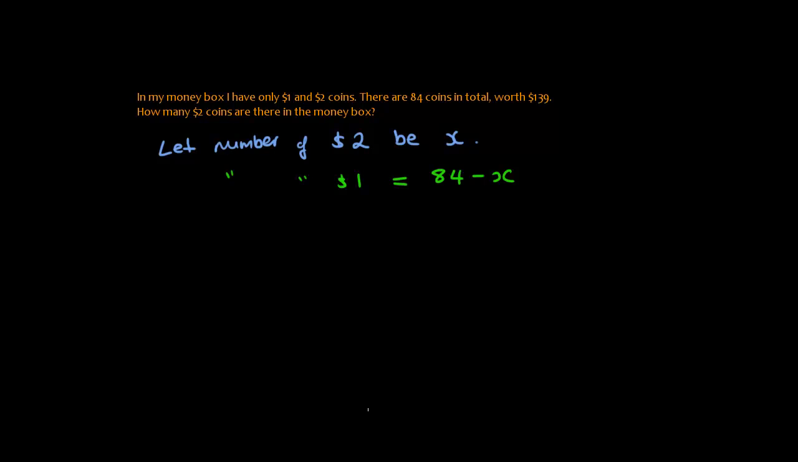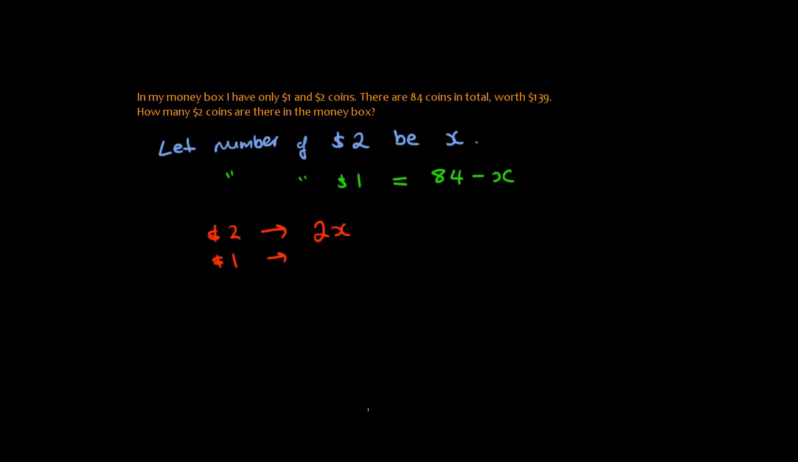Okay. It says there are 84 coins in total, worth $139. Okay, so we've said that the number of $2 coins is X. Now let's have a look at what they're actually worth. So let's see the $2 coins, how much are they worth? Well, if I've got X amount of $2 coins, they're all worth $2 each, so I've got 2 lots of X.